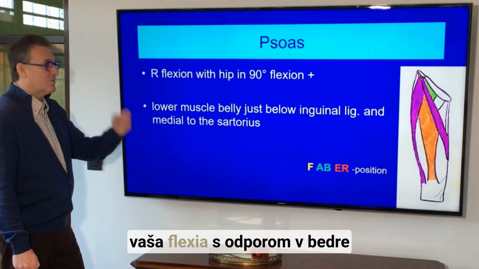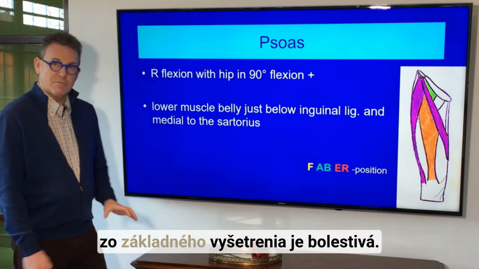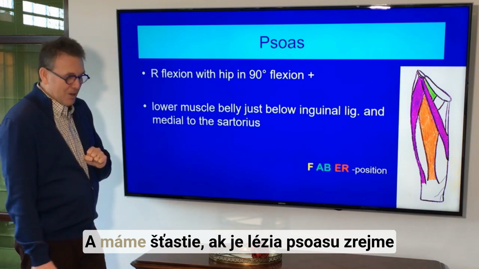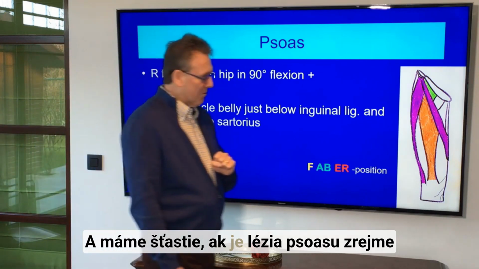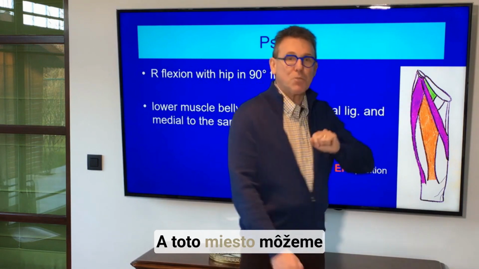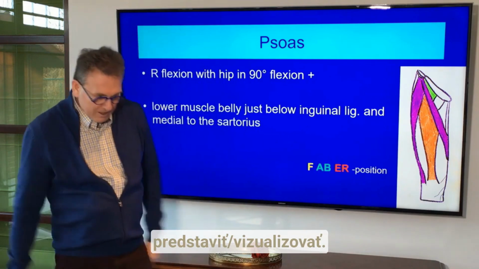A psoas lesion: your resisted hip flexion from the basic examination is painful. And we are lucky if there is a psoas lesion, apparently just over there. And this is a spot we can easily palpate. But you have to visualize that again.